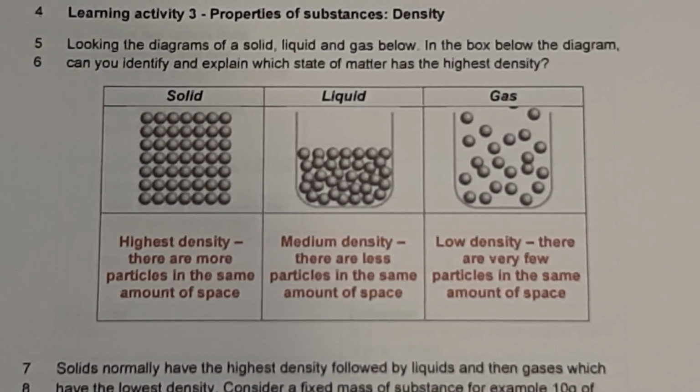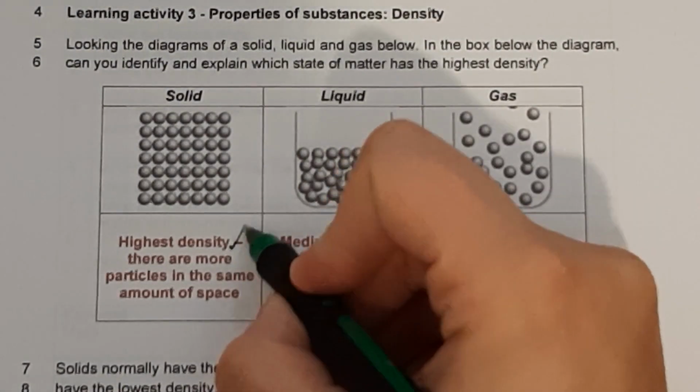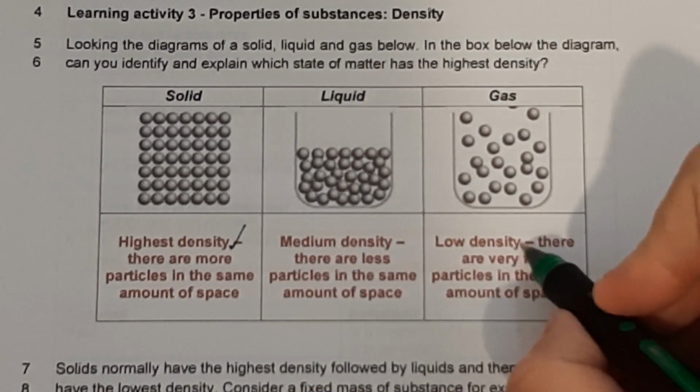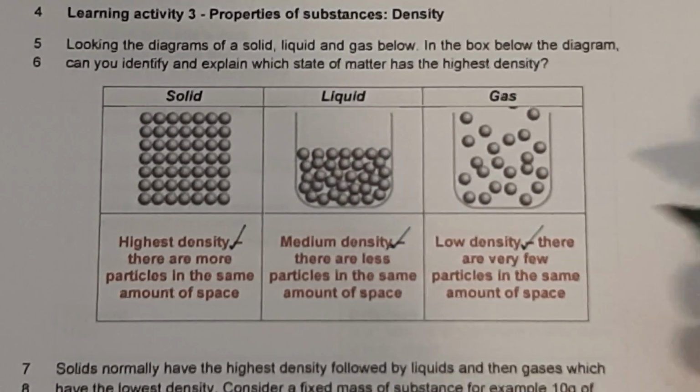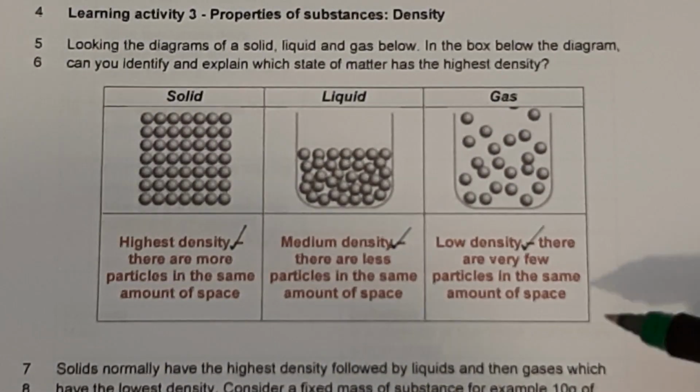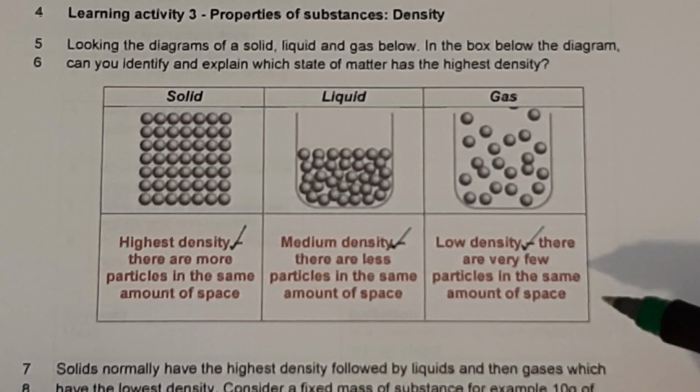Okay, so we're going to mark that now. So solids have the highest density. So you get a mark for the highest density for solid and the lowest density for gas, and identifying that liquid is of a middle or medium density. So 3 marks straight away for identifying which ones have the highest and lowest density.